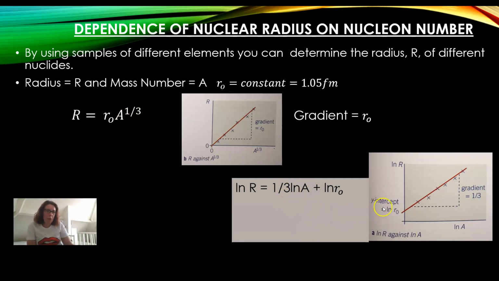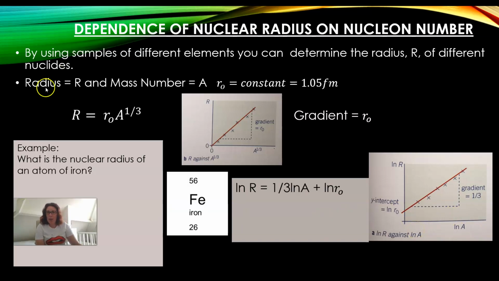So I'm then going to plot a graph of log R on the y-axis, log A on the x-axis. And here, this is my c term, log R0. So the y-intercept gives me log R0, and the gradient should be a third. So this is a different method of finding R0. You would take the value here, log R0, let's say that's 10. Log R0 is 10, and then you do e to 10. Get the right answer.